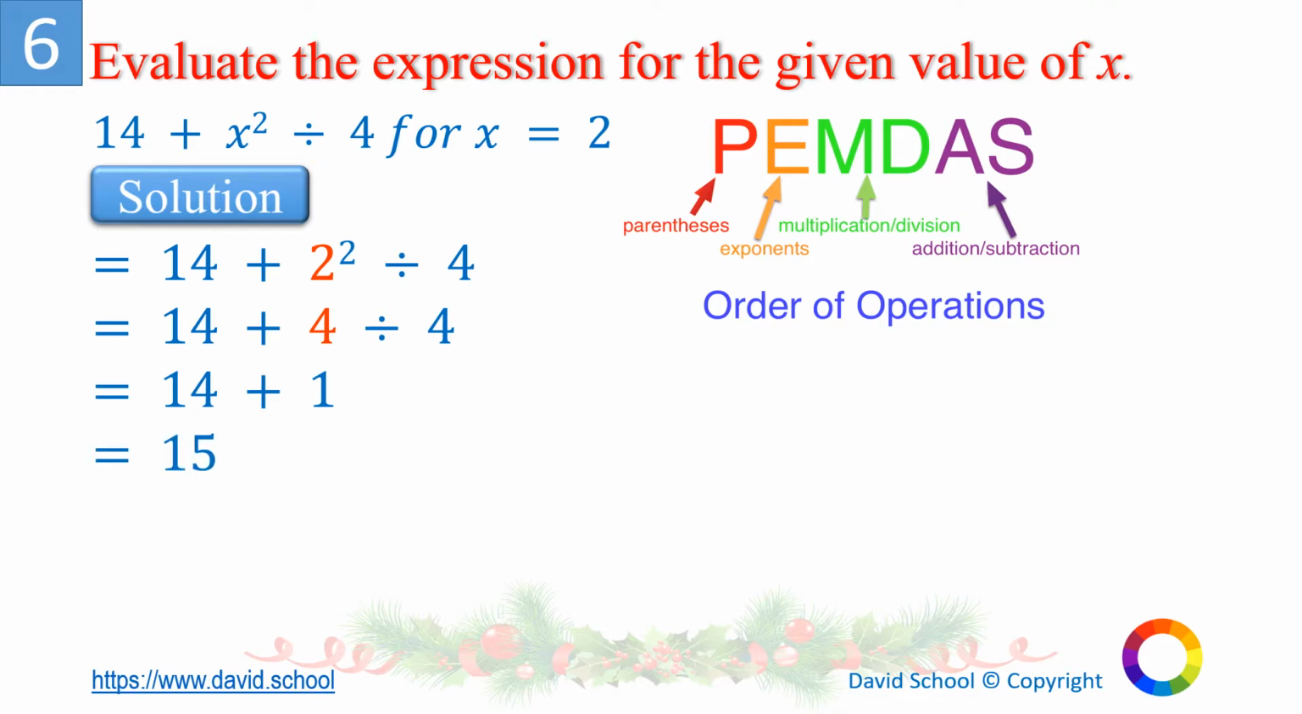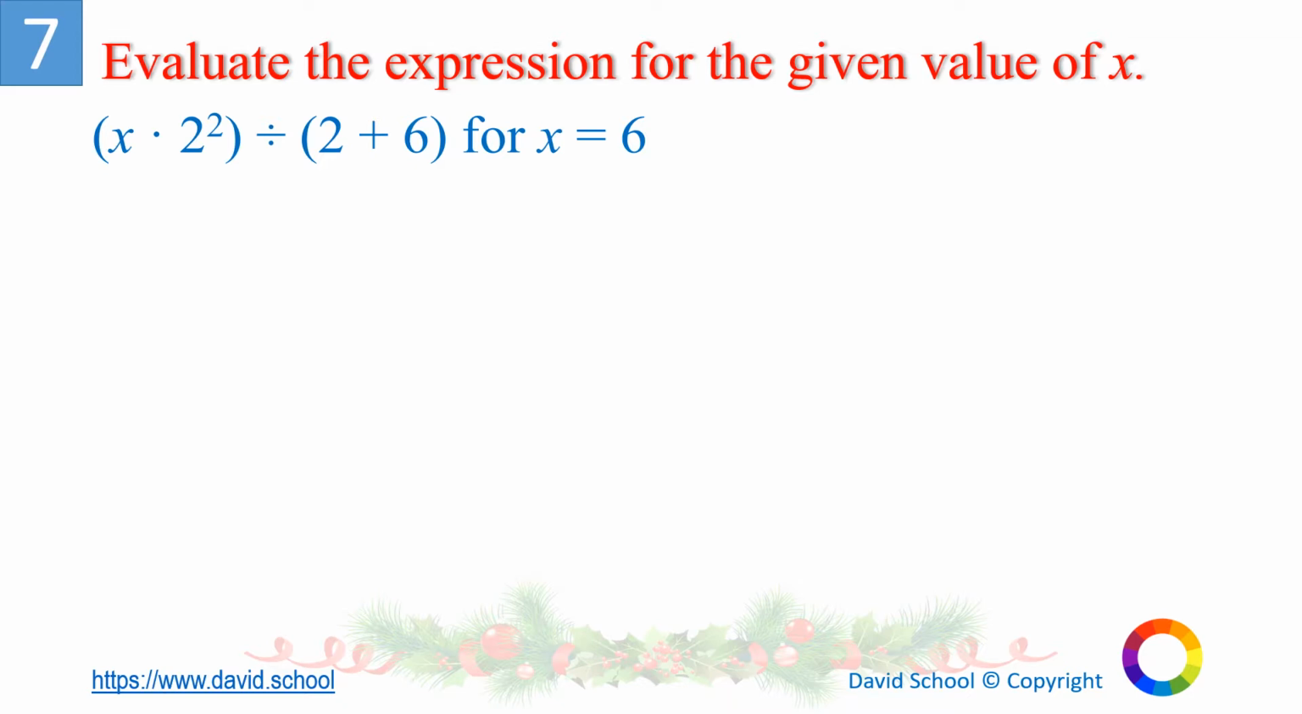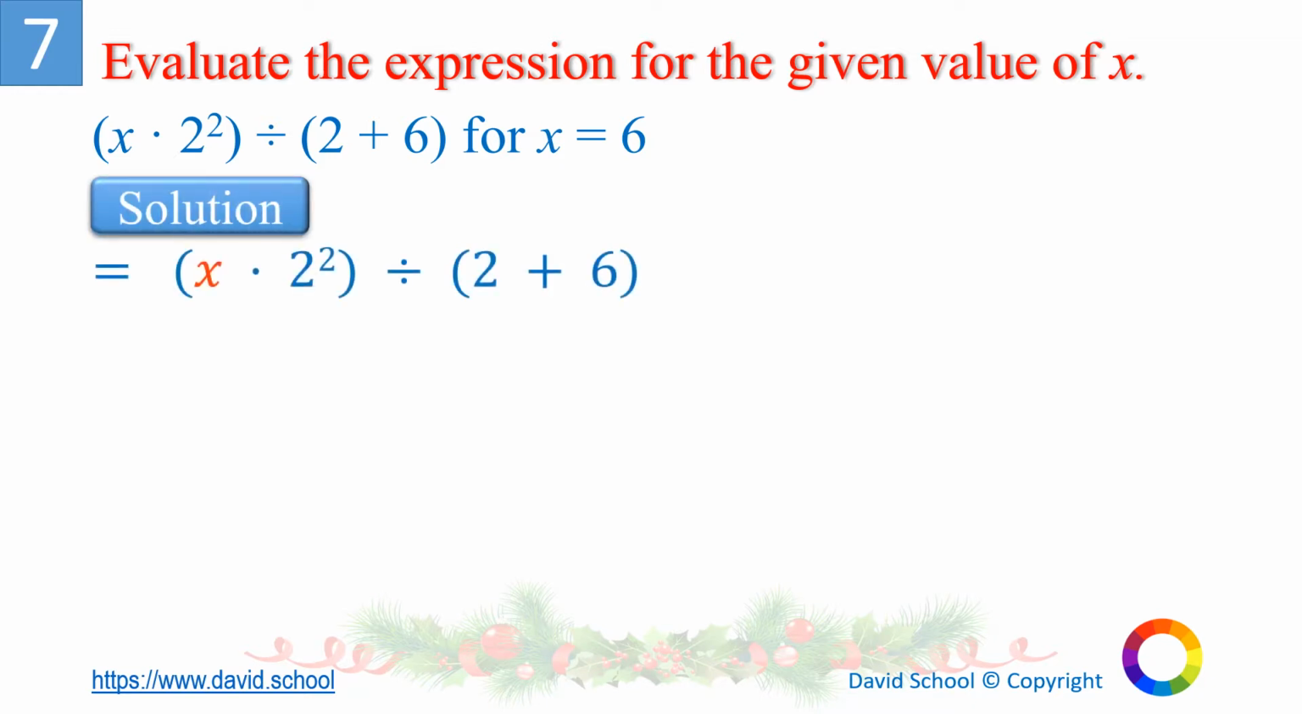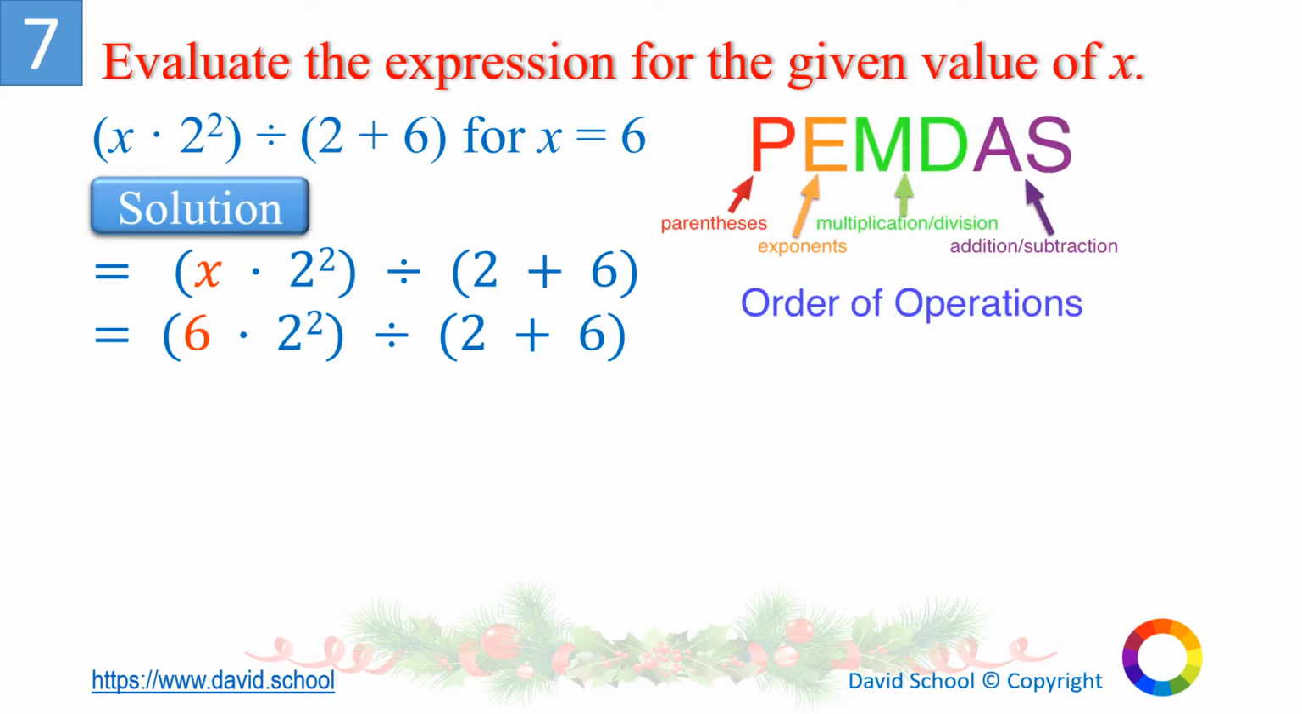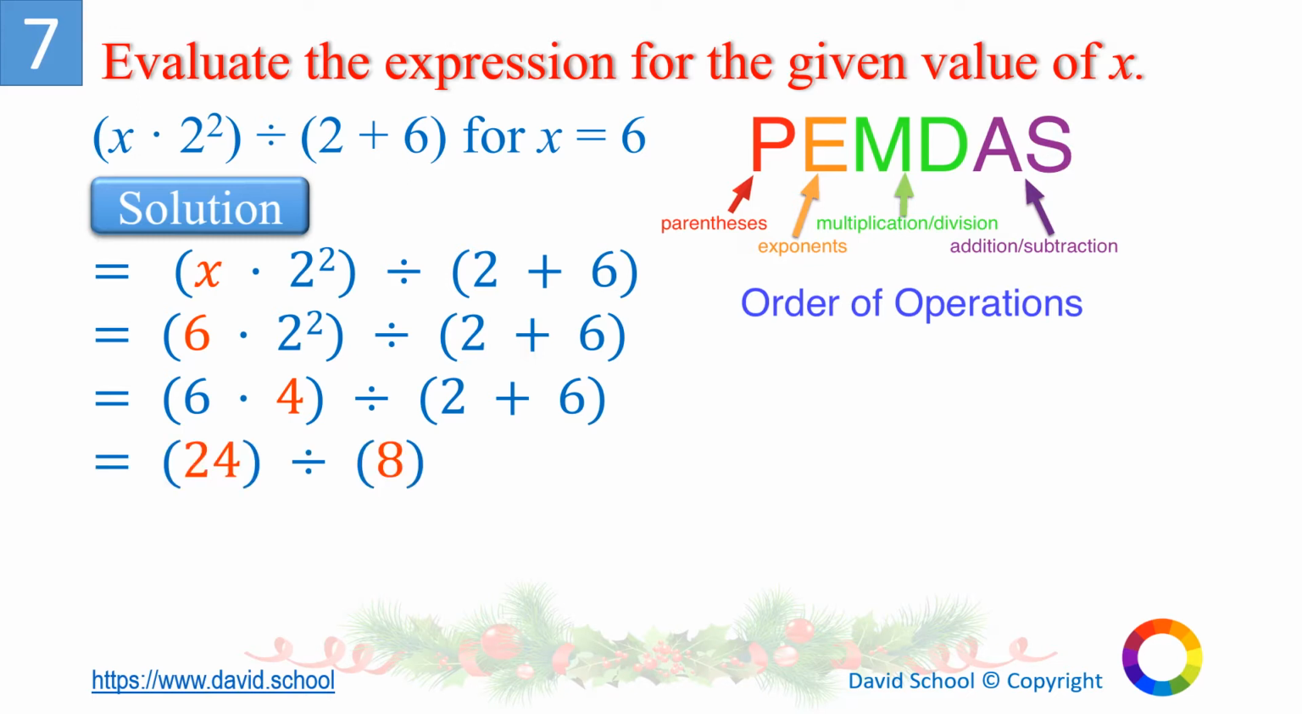Example 7. Another algebraic expression. Substitute x is 6. Now we have a numerical expression. We follow the order of operations. Since there are two parentheses, we simplify them separately and then we divide the result. 6 times 2 squared is 4. 24 divided by 8 is 3.